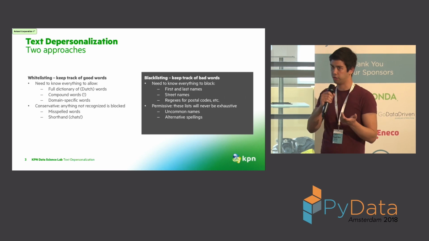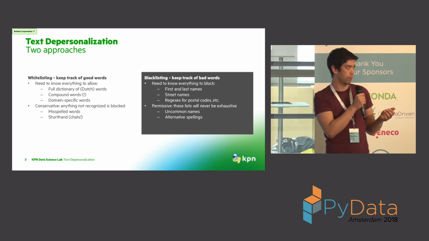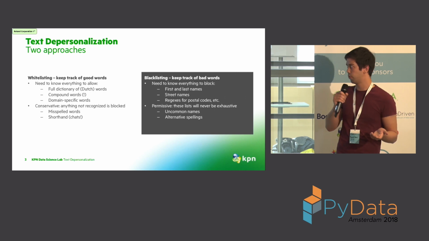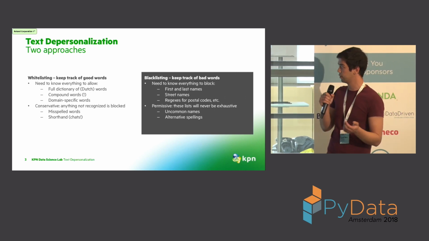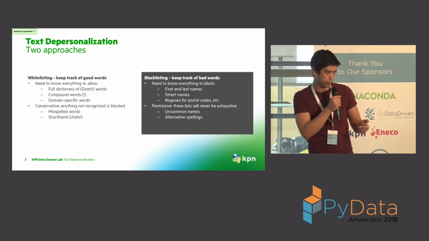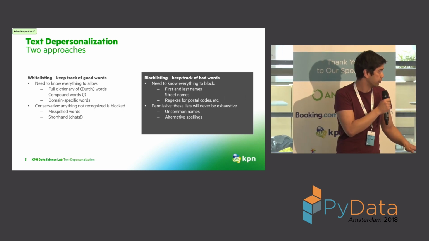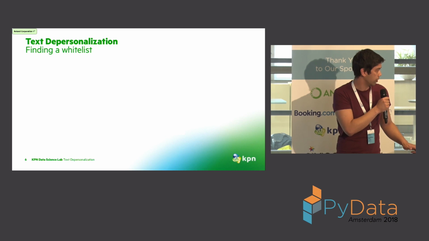But you do have other challenges there because you need a full list of all the words in the language that you want to let through. In something like Dutch, for instance, you have compound words, which are difficult. You have a lot of domain-specific words, and people might misspell words, etc. So this is all going to be caught if you're whitelisting.